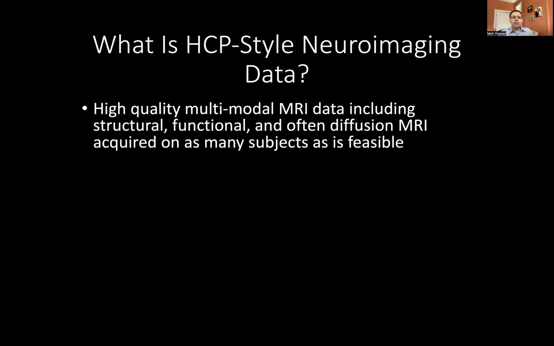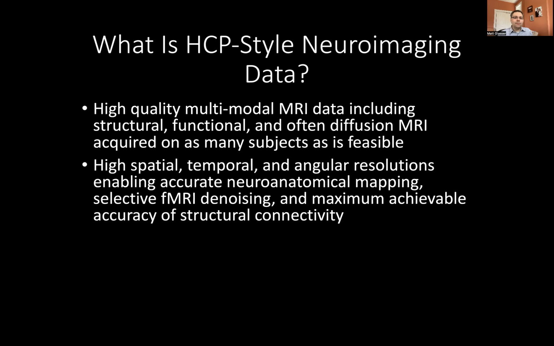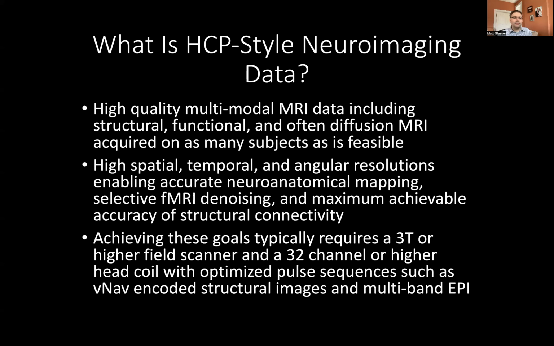So I mean high quality multimodal MRI data, including structural, functional, and often diffusion MRI acquired on as many subjects as is feasible. High spatial, temporal, and angular resolutions, enabling accurate neuroanatomical mapping, selective fMRI denoising, and maximum achievable accuracy of structural connectivity. To achieve these goals really requires a 3 Tesla or higher field scanner, a 32 channel or higher head coil with optimized pulse sequences such as VNav encoded structural images and multiband EPI.